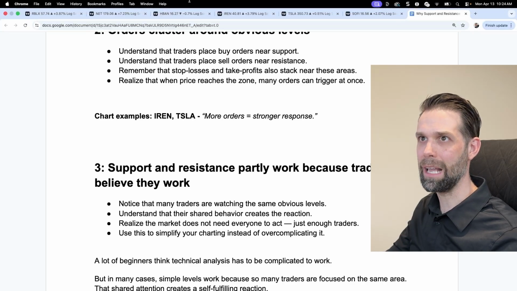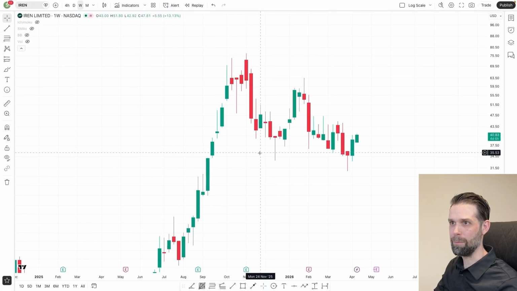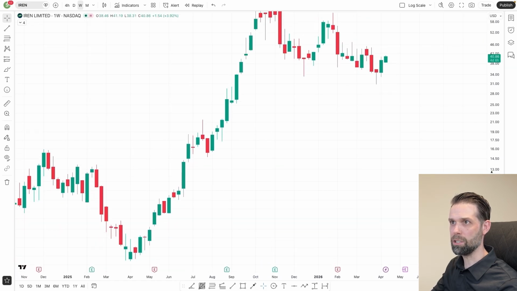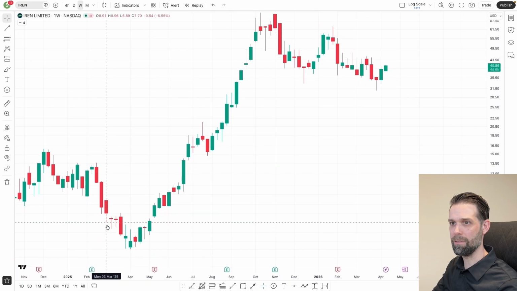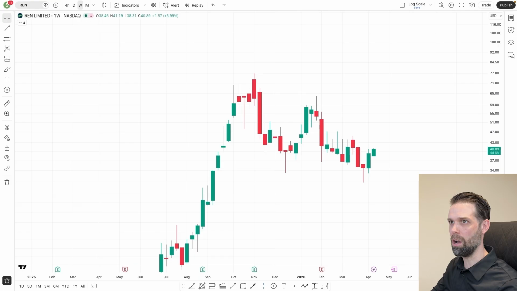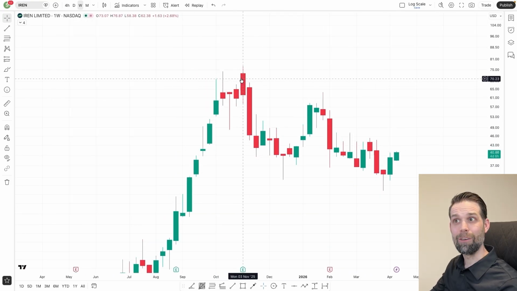If we look at a price chart and see what's happening here, this is a stock called Iron. This is the weekly chart, and we can see Iron had a monster run up since the tariff situation in April 2025, and it ran up right into this area around $70. So this area we would label as a resistance zone.